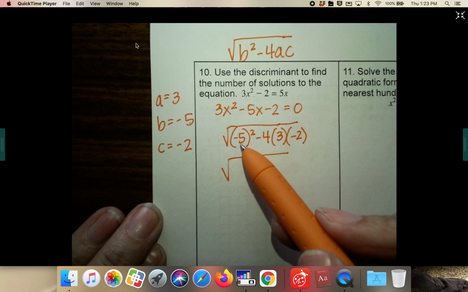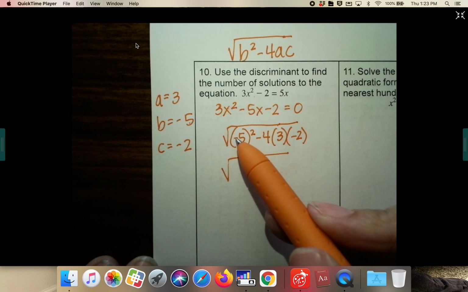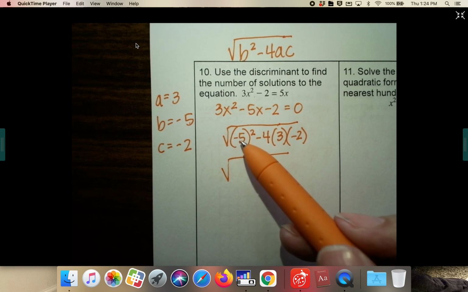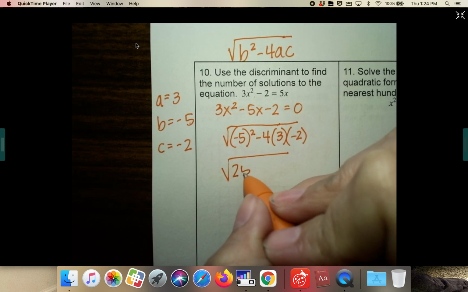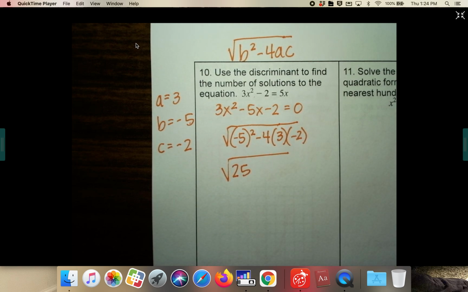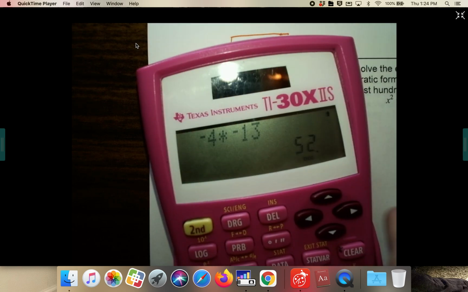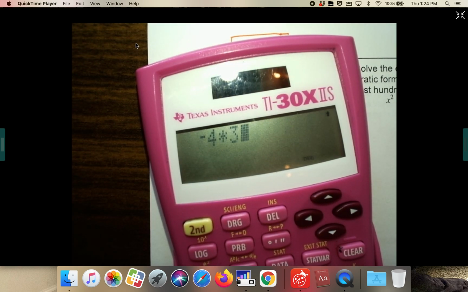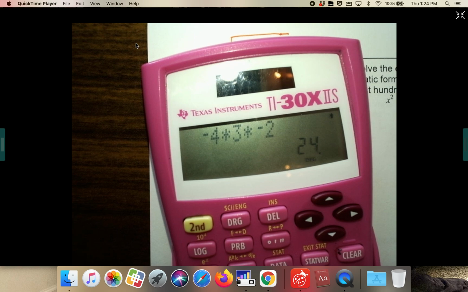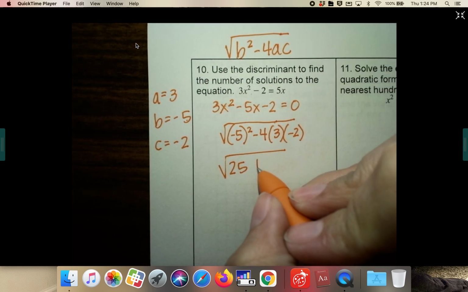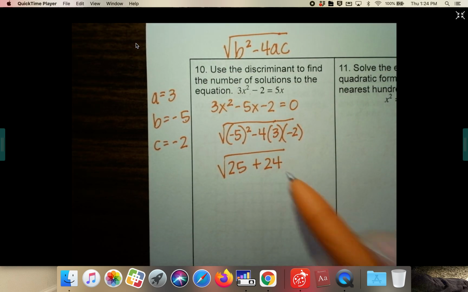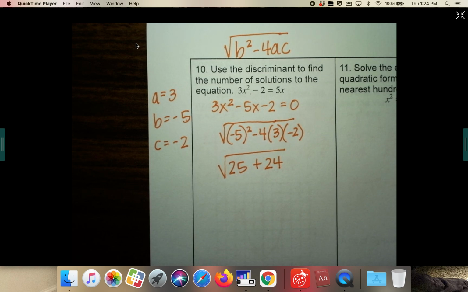Okay, remember, anything squared, I don't care what your calculator says, a negative times a negative is a positive. So anything squared is going to be positive. Negative 4 times 3 times negative 2 is positive 24, so it's going to be plus 24. So look at that. I don't know what that is either, but I know it's positive.